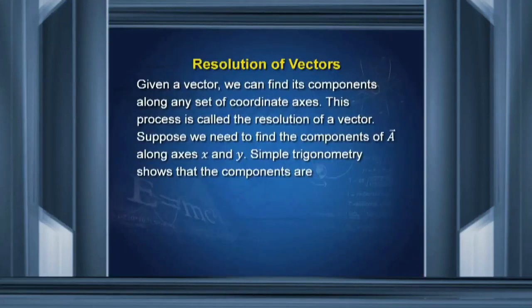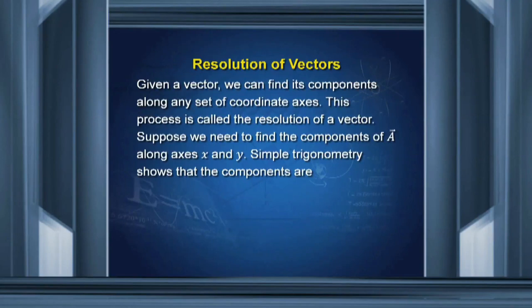And the direction is given by the right hand screw rule or the other rule in which you curl your fingers and the direction of the thumb gives the direction of the result, the product vector. Now, the last thing that we have to do is the resolution of vectors.